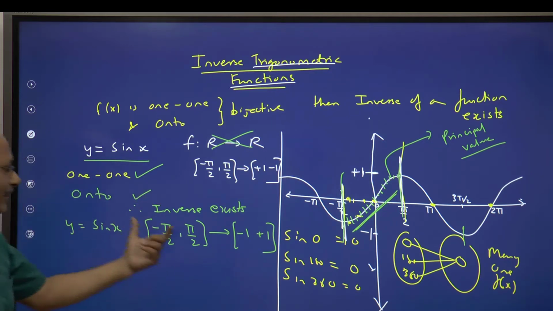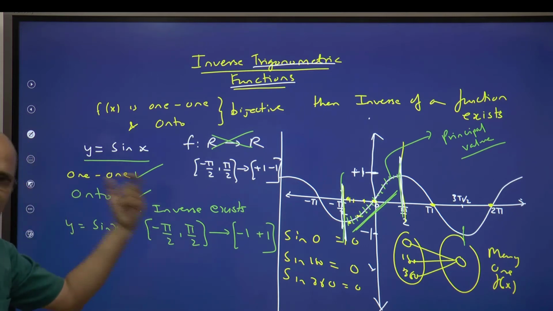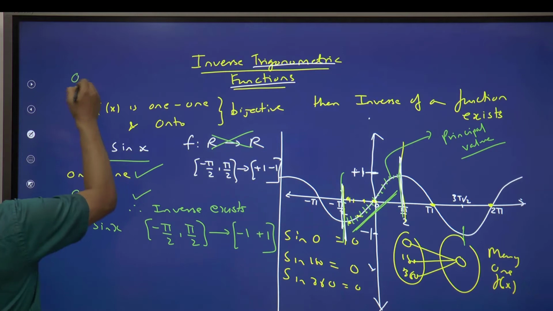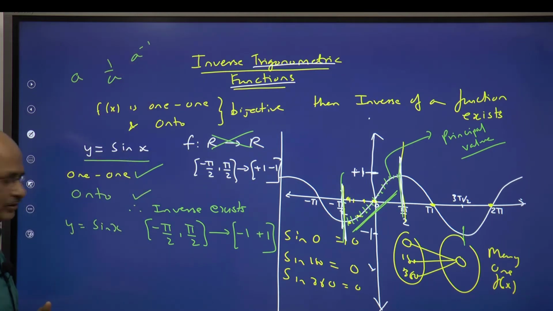So now what happens with the inverse? I said that this is one-one as well as onto. As it is one-one onto, the inverse exists. Everybody knows that if a is a number, the inverse is 1 upon a. You can also say a raised to minus 1. So I can denote it as y is equal to sine inverse x.